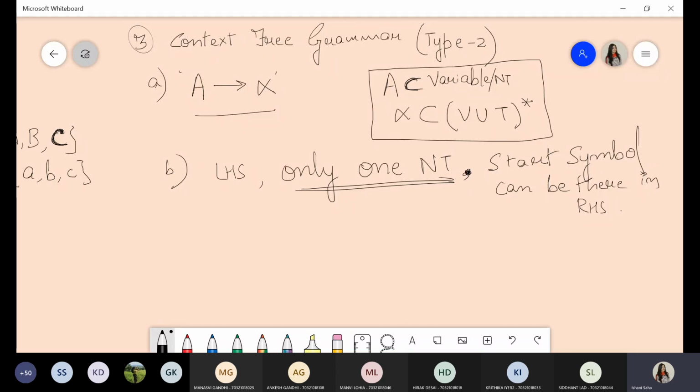Okay, next point, write down. Ma'am, could you repeat the B point? B part I've written, no? Left hand side consists of only one non-terminal and the start symbol can be there in the right hand side.